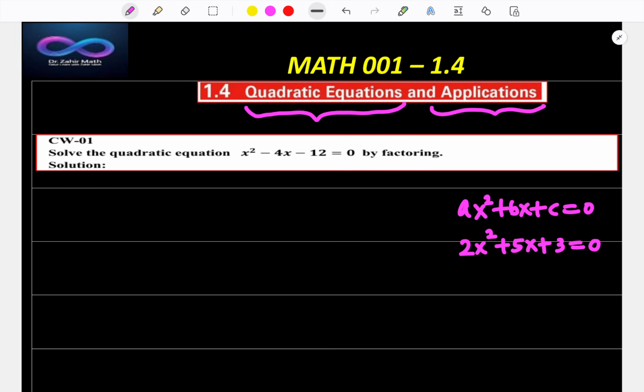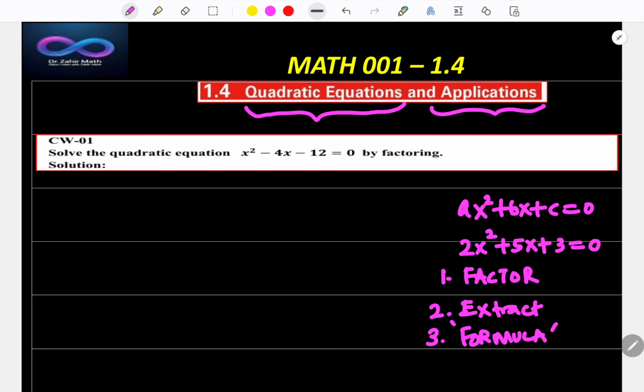So in this video, I'm going to teach you the different methods of solving quadratic equations. Number one is the factor method, or using factoring. Number two is extracting square roots, that means we are going to take square roots. The third one is using the quadratic formula, or formula method. And the last one, I'm going to solve one real life application problem at the end. So get your notebook or iPad ready and follow every step carefully.